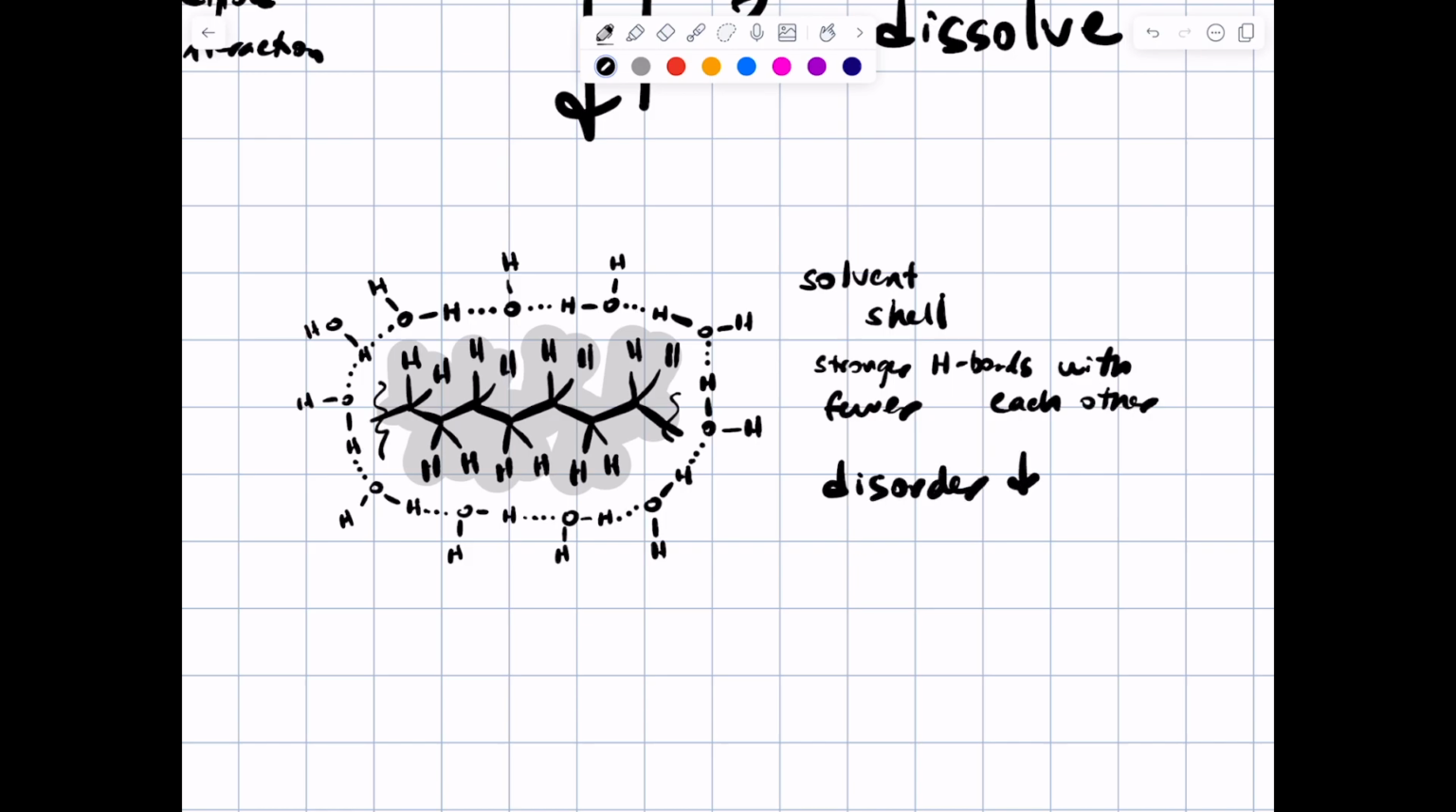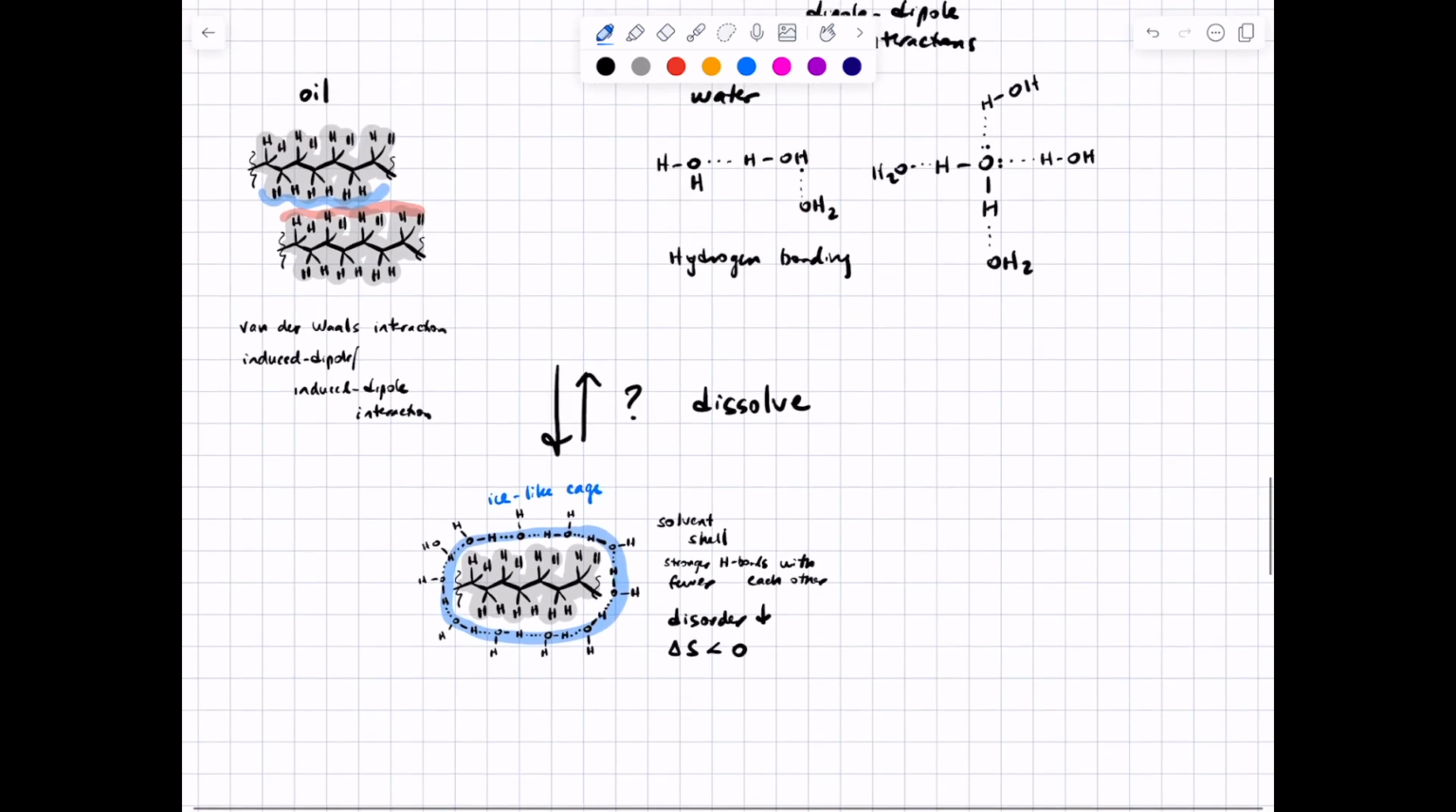Disorder decreases, or in other words, for this process, entropy is negative, because the water molecules immediately surrounding the hydrocarbon slow down and almost become like a layer of ice. The point is, if you were to dissolve a hydrocarbon in water, you would force the water molecules immediately surrounding the hydrocarbon to be rigid, ice-like, and lose entropy. Okay? And overall, that means that this process is unfavorable. Delta G is greater than 0.